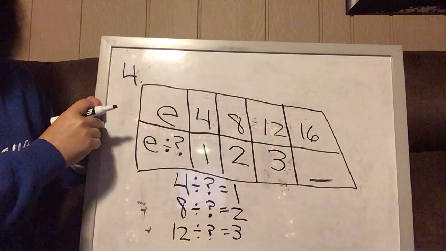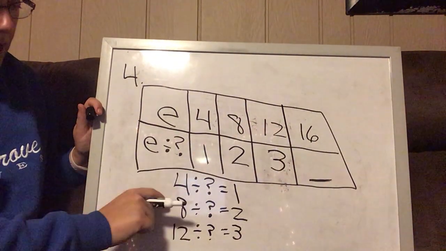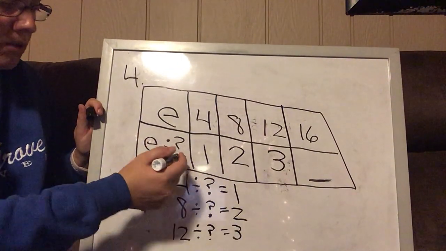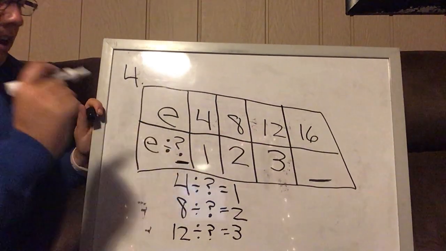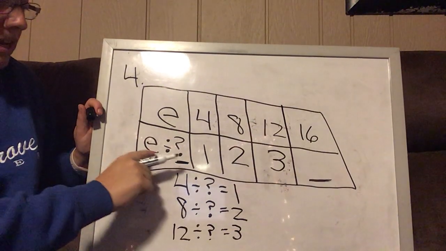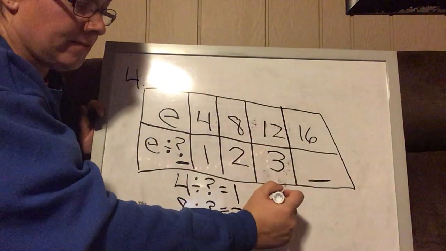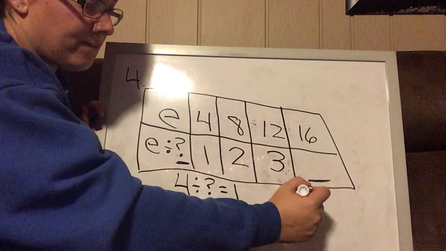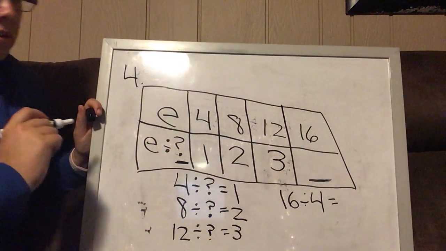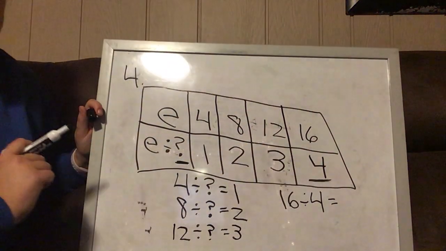Alright, you should have been able to see that 4 divided by 4 is 1. 8 divided by 4 is 2. And 12 divided by 4 is 3. Okay, we have to use the same number in each of our expressions. So e divided by 4 there. So once I know e divided by 4, 4 is my mystery number. Alright, well, e is 16. And I know I'm dividing by 4. So 16 divided by 4, everybody, is 4. That's my missing number there.